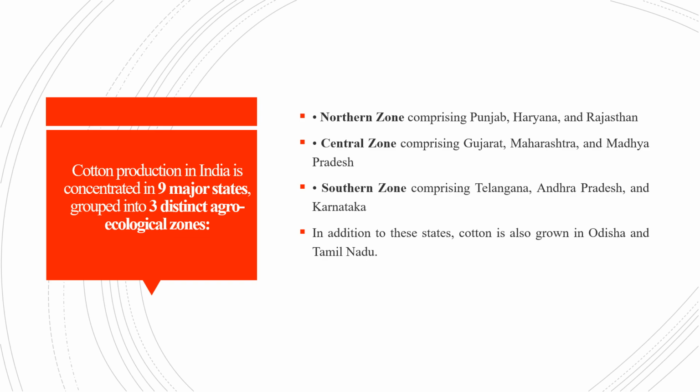Coming to cotton growing areas, it has three distinct ecological regions. Northern zone consists of Punjab, Haryana, Rajasthan. Central zone: Gujarat, Maharashtra, Madhya Pradesh. Southern zone: Telangana, Andhra Pradesh and Karnataka. In addition to this, cotton is also grown in Odisha and Tamil Nadu.